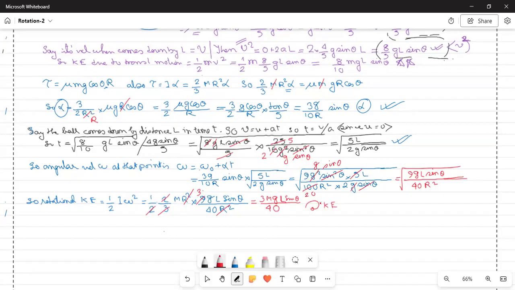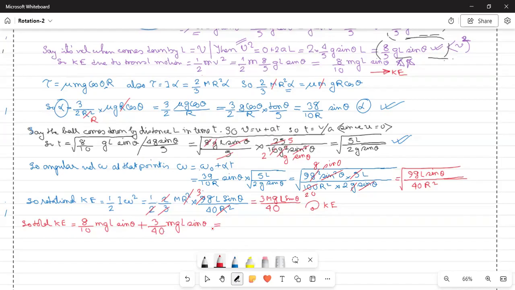And earlier we have found out the kinetic energy of the translational motion. So total kinetic energy is the sum of these two kinetic energies. Translational is 8 by 10 mgl sine theta, plus rotational kinetic energy is 3 by 40 mgl sine theta.